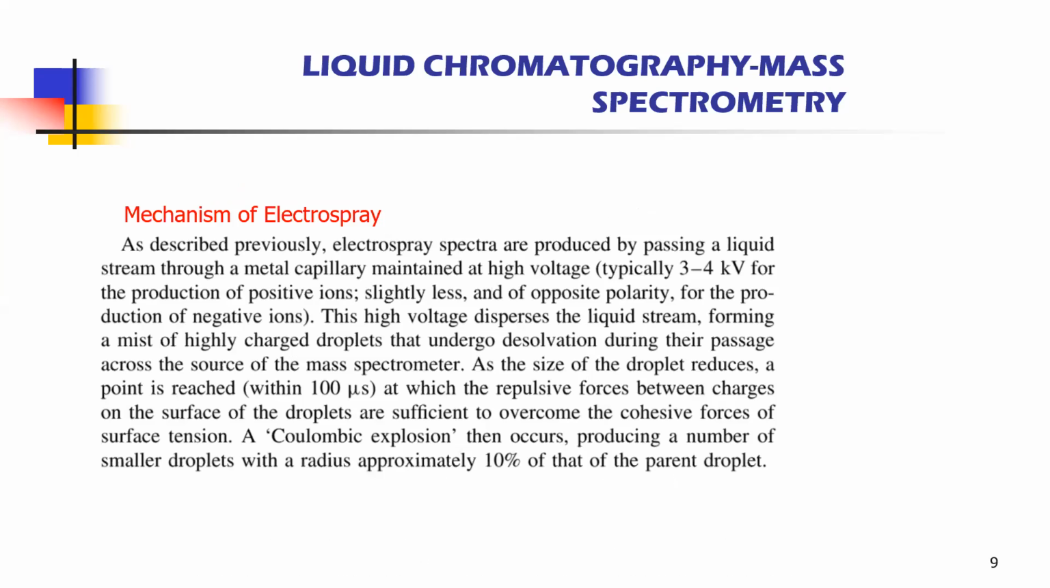As described previously, electrospray spectra are produced by passing a liquid stream through a metal capillary maintained at high voltage, that is around 3 to 4 kilovolts for the production of positive ions, slightly less and of opposite polarity for the production of negative ions. We are going to have the negative ions produced. This high voltage disperses the liquid stream, forming a mist of highly charged droplets that undergo desolvation during their passage.